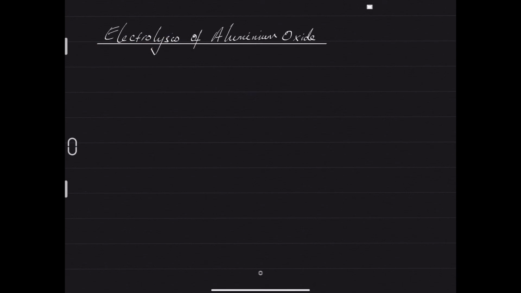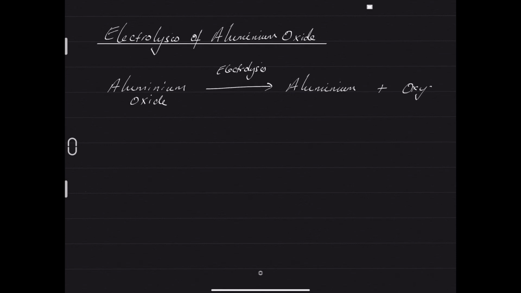The overall reaction for the electrolysis of aluminium oxide is as follows. I'm going to give you the word equation here. Aluminium oxide, and if we put electrolysis here, once it undergoes electrolysis, we get aluminium plus oxygen. Okay, so that's our word equation.